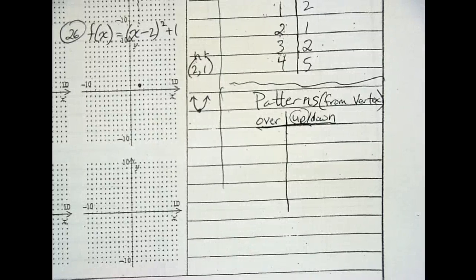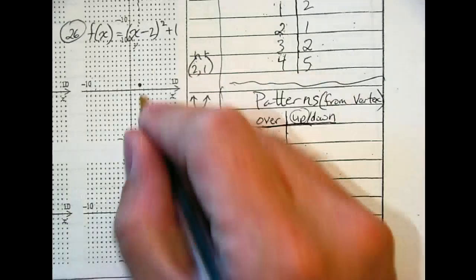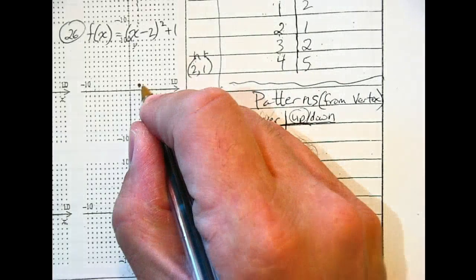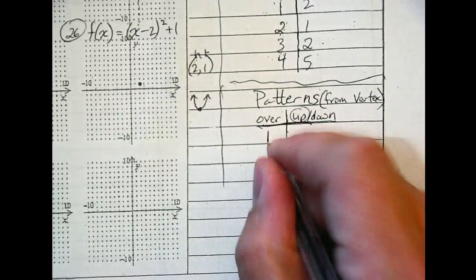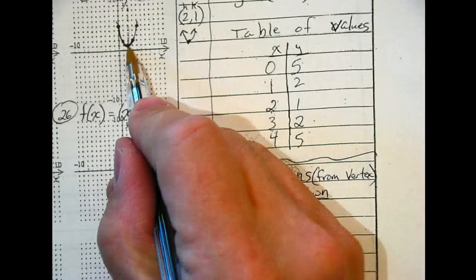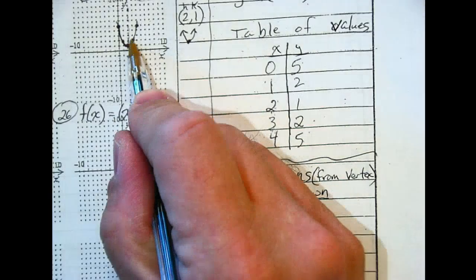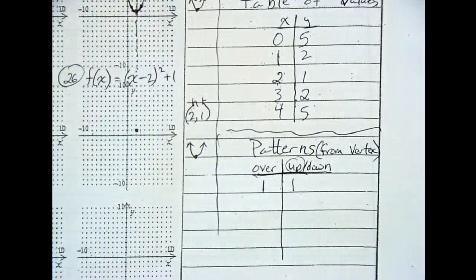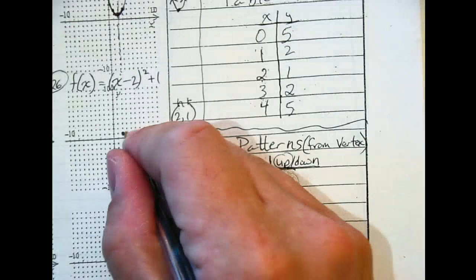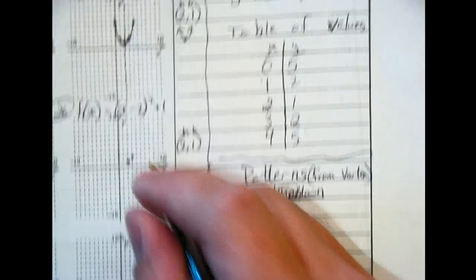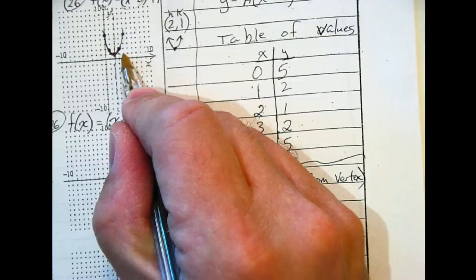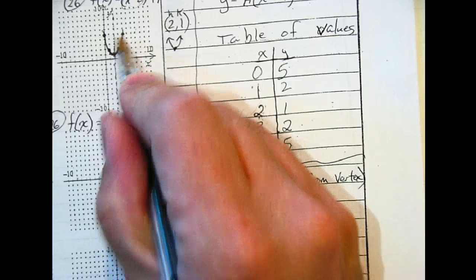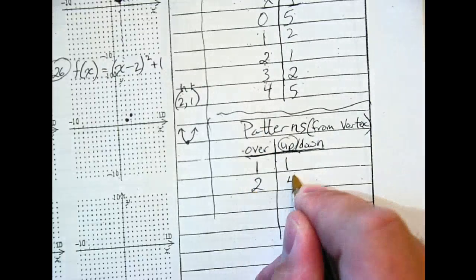Okay? So here it is. I am going to go over 1. How much did I go up when I went over 1 here? I went up 1. And then, so over 1, up 1. And then on this one, I went over 2 and up how far? 4. I went up 4. Okay, well, let's go over 2 and up 4.